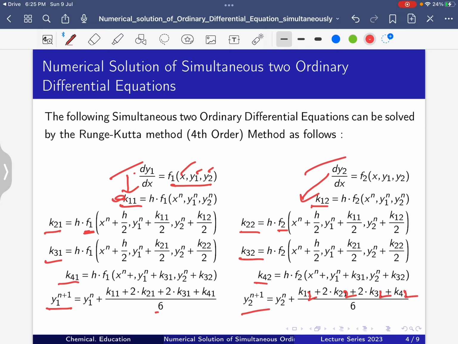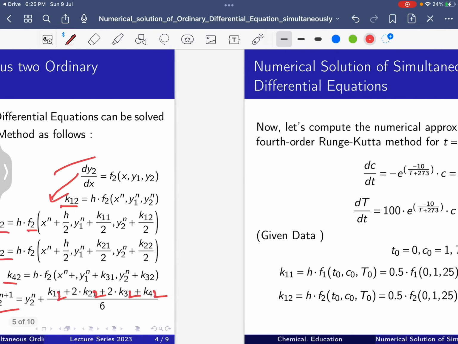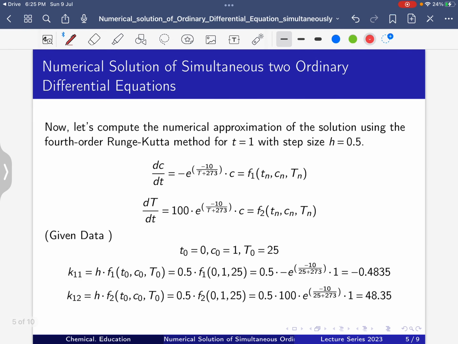Now I'm going to solve the exercise problem. Let's compute the numerical approximation of the solution using the fourth order Runge-Kutta method for t is equal to 1 with step size 0.5. Okay, now here we'll use step size h is equal to 0.5.